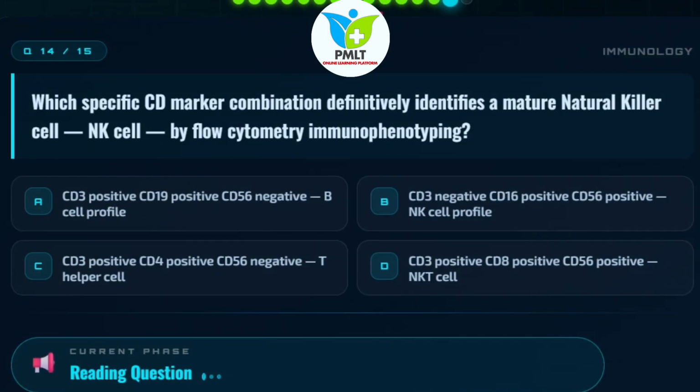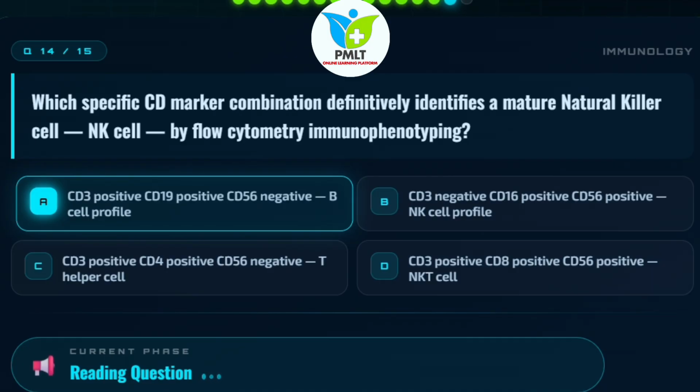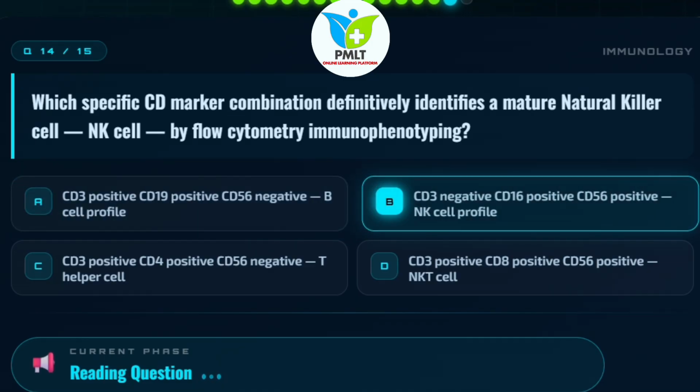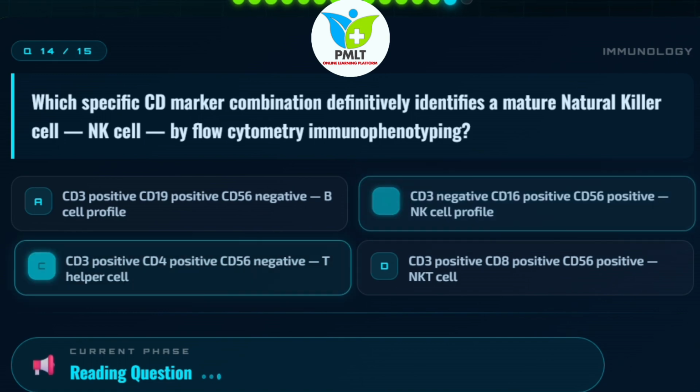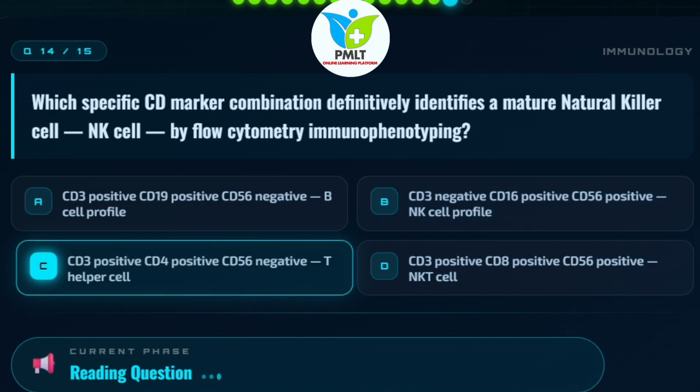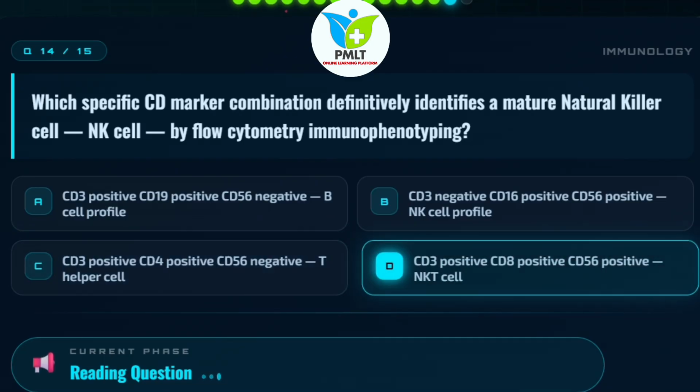Which specific CD marker combination definitively identifies a mature natural killer cell, NK cell, by flow cytometry immunophenotyping? A. CD3 positive, CD19 positive, CD56 negative, B cell profile. B. CD3 negative, CD16 positive, CD56 positive, NK cell profile. C. CD3 positive, CD4 positive, CD56 negative, T helper cell. D. CD3 positive, CD8 positive, CD56 positive, NKT cell.